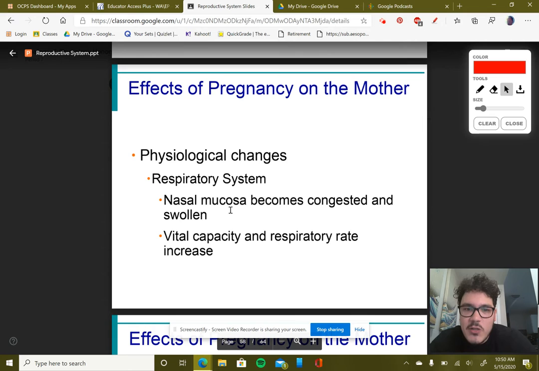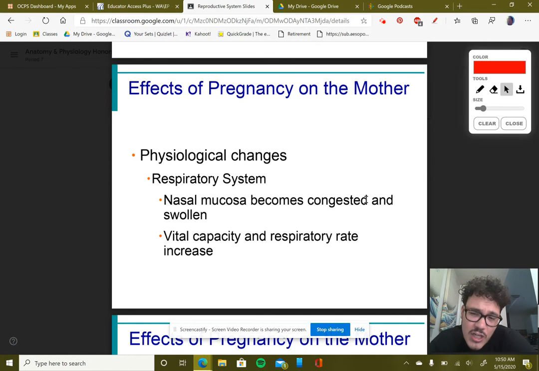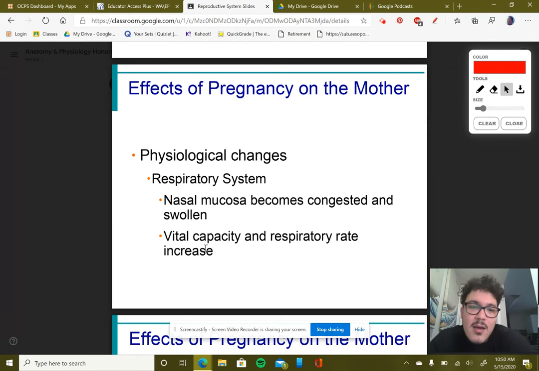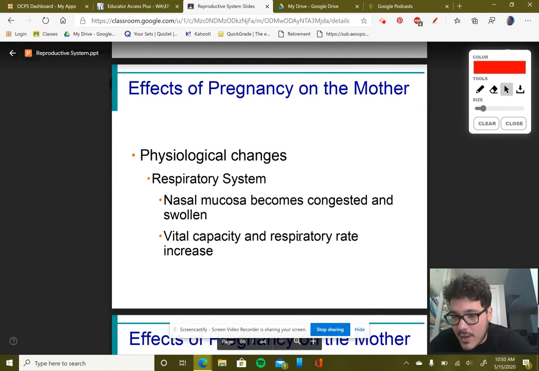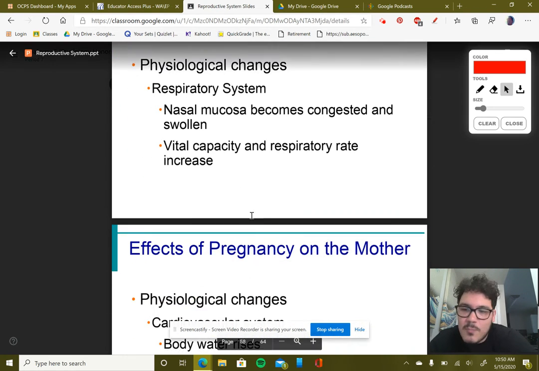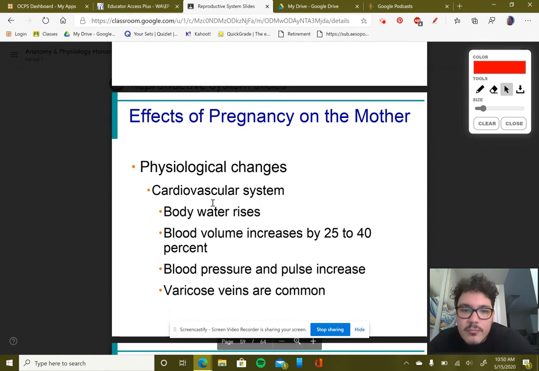Another physiological change, respiratory system, again, because everything's kind of forcing its way through. The nasal mucosa becomes congested and swollen, so it's common to have a little bit more congestion during pregnancy. Interestingly enough, and it makes common sense if you think about it, vital capacity and respiratory rate increase. So while a woman is pregnant, she has a higher vital capacity and a faster respiratory rate. The simple reason for that is not only are you still nourishing your own blood cells with oxygen and getting rid of carbon dioxide, you're also now nourishing this new life. So that makes sense. Simple, right? You're breathing for two, just like you're eating for two.